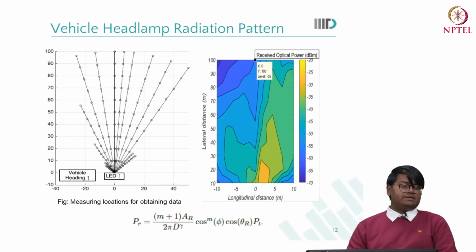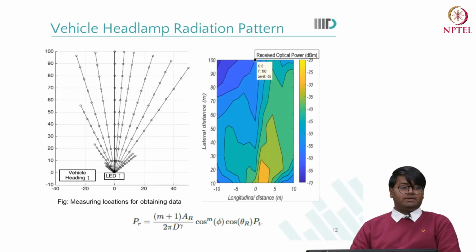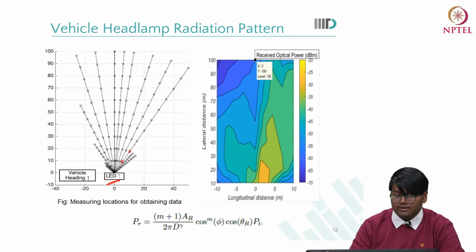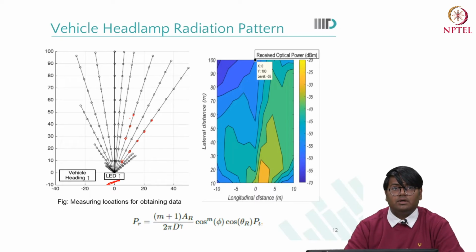Now, we see how to obtain a realistic radiation pattern of a vehicle headlamp. So, this is the slide where we want to highlight how we can obtain the vehicle headlamp radiation pattern. This is your vehicle headlamp, which is assumed to be at the origin, and we measure the optical powers at different locations. These are the different locations marked by these circles. So, we calculate the optical power at different locations.